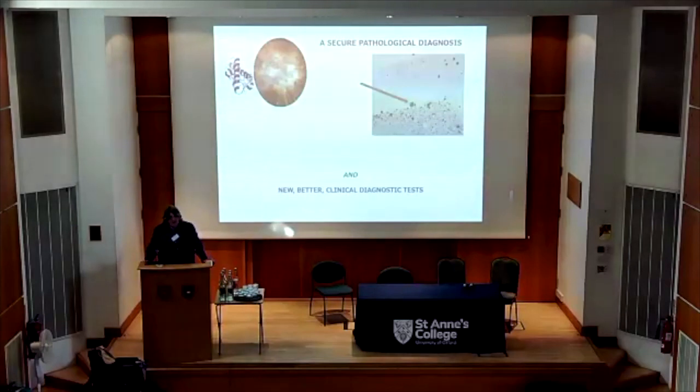Now, the secure pathological diagnosis is because this abnormal protein then aggregates and gets deposited in tissues, and neuropathologists have got clever enough to stain this properly in tissues and identify deposits of abnormal prion protein, which you can see arrowed here. And this allows a very secure pathological diagnosis. And it's also given rise to new, better clinical diagnostic tests.